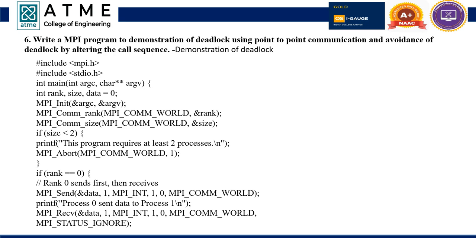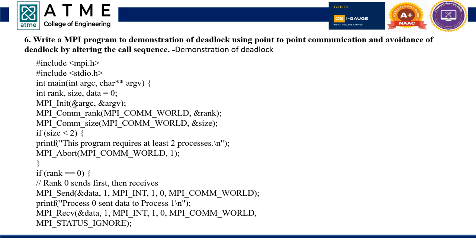So, what is point to point communication here in MPI? In MPI, these processes communicate by explicitly sending and receiving messages. In point to point communication, messages are sent between two processes. Since MPI processes are independent, in order to coordinate work, they need to communicate by explicitly sending and receiving messages. So, first, let us see the demonstration of deadlock.